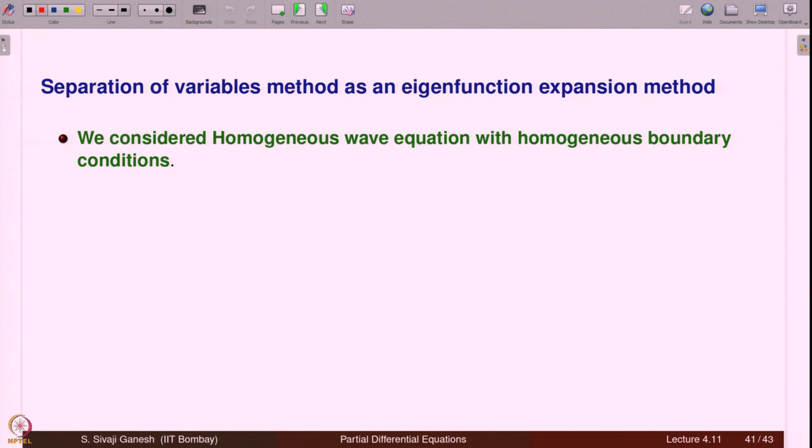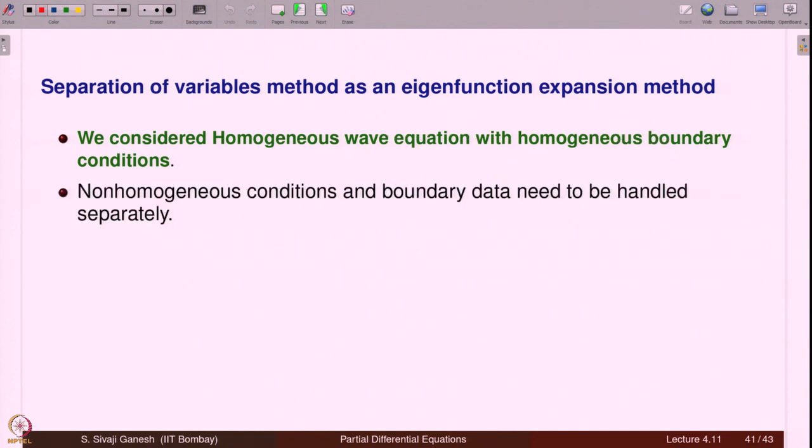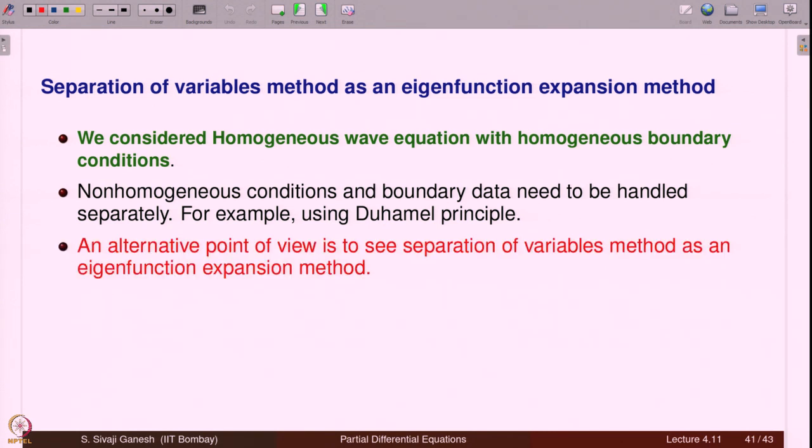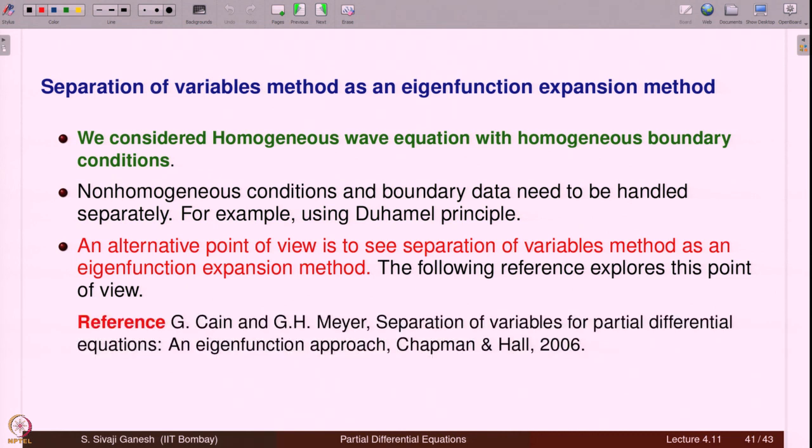So, separation of variables method as an eigenfunction expansion method. Remember, we considered the homogeneous wave equation with homogeneous boundary conditions. Non-homogeneous conditions and boundary data need to be handled separately. Of course, for example, we have some tools like the Duhamel principle. An alternative point of view is to see the separation of variables method as an eigenfunction expansion method, and the following reference of a book explores this point of view. Of course, this is out of scope of the current course. The reference is a book by Kane and Mayer, Separation of Variables for Partial Differential Equations: An Eigenfunction Approach.